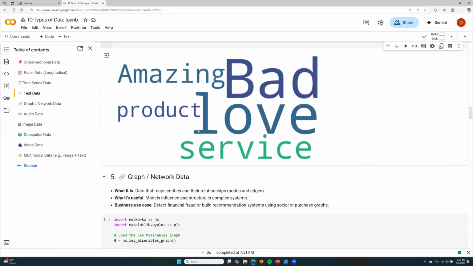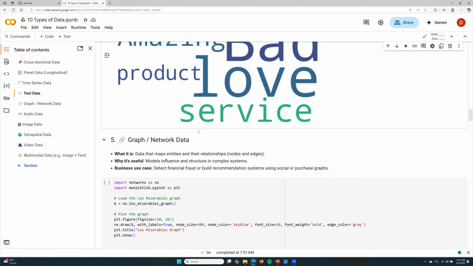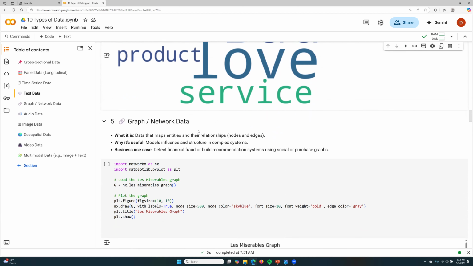Moving on to our fifth data set, there's something called graph network data, and it's data that maps entities and their relationships. So basically, they're nodes and edges, and the models influence and structure in complex systems. Business use cases are it could detect financial fraud, build recommendation systems using social or purchase graphs, or, I mean, there's social graphs as well, right?